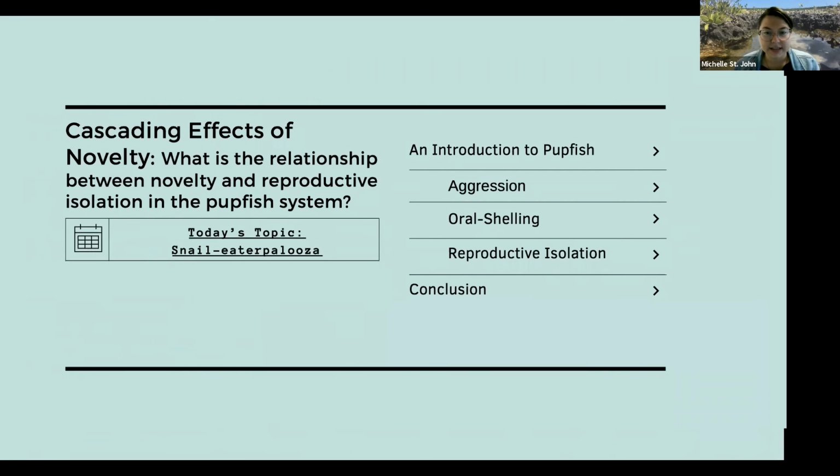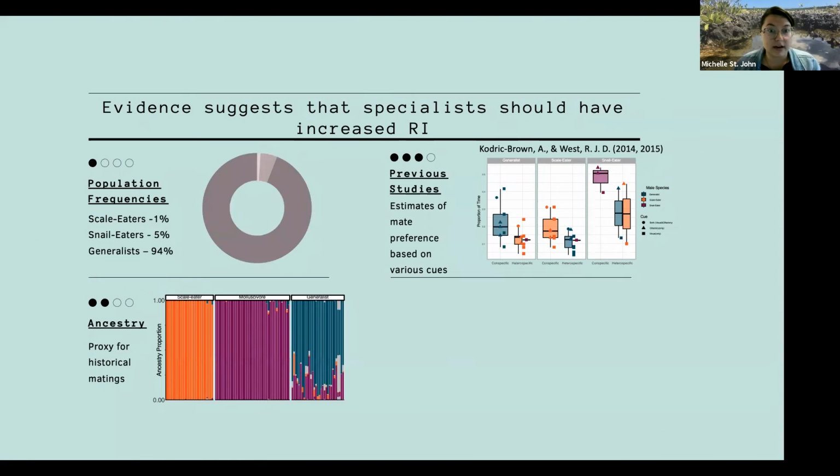All right, lastly, I would like to talk to you about some preliminary data I have on estimating reproductive isolation in the system. For some background information, specialist pupfish only make up about 6% of the entire pupfish population. So if they are mating randomly, we might expect a lot of hybridization with generalists. However, when we look at ancestry from genetic data, we can see that snail eaters actually have far less variation than generalists, suggesting that they might have higher levels of reproductive isolation.